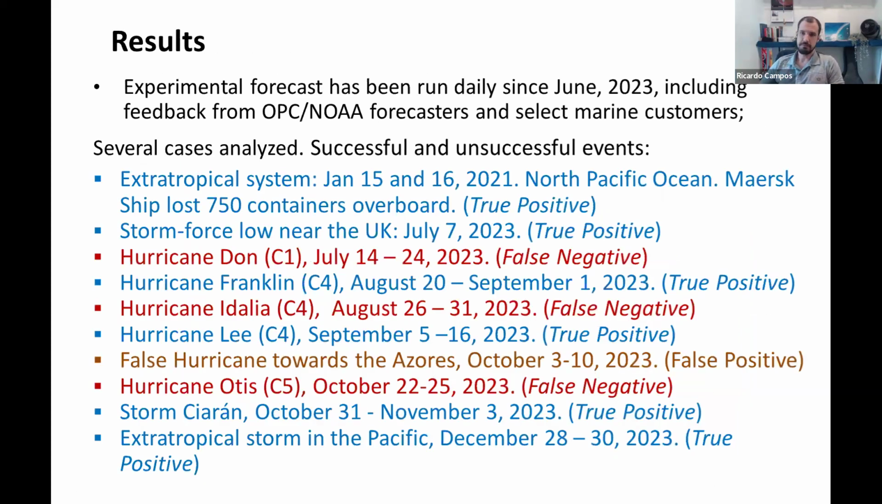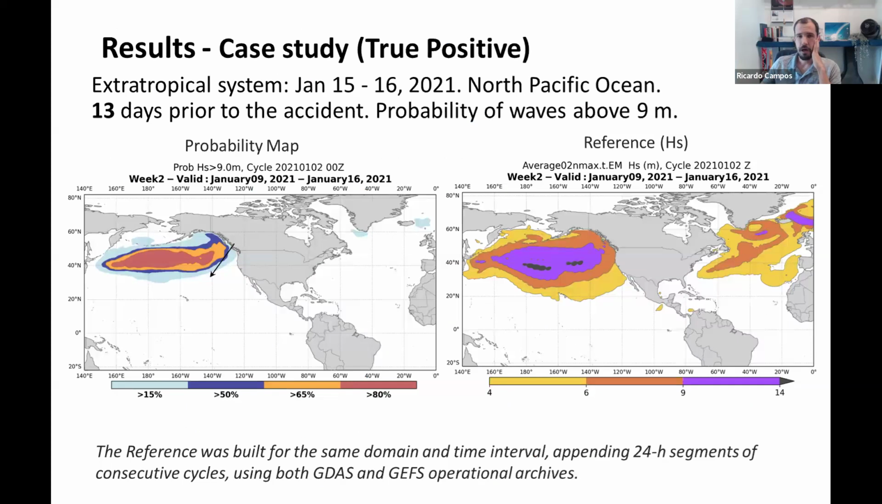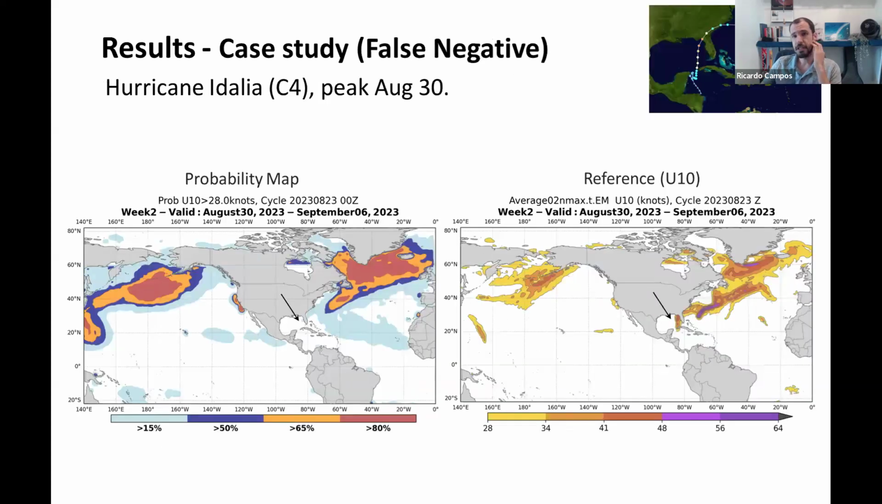And with that, we analyzed several systems and events, extratropical and tropical, dividing on true positive, false negative, and so on. That will be shown today. This is for the case in the Pacific Ocean associated with the Maersk loss of containers in the Pacific that was pointing again in Pacific Ocean probabilities of swell, HS above 9 meters. So the swell actually caused the accident in the Maersk ship.